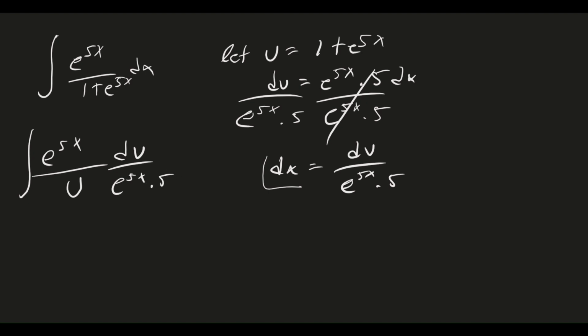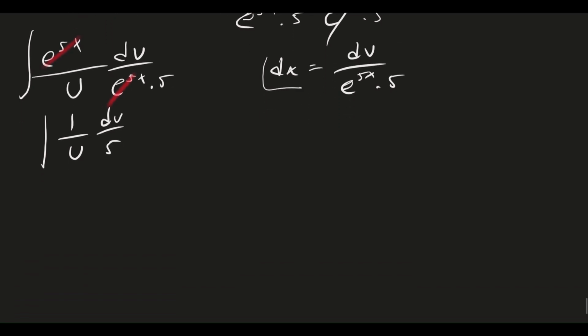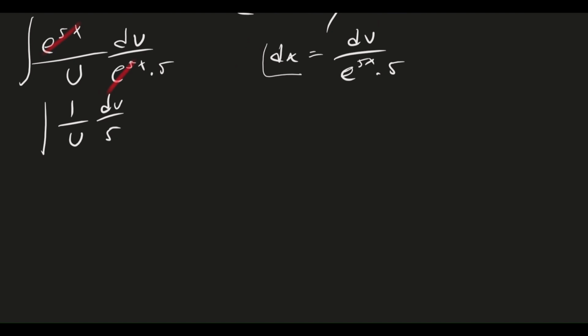We'll now be left with the integral of 1 over u du over 5, right? So now we can send this 5 across, which is going to give us 1 over 5 times the integral of 1 over u du.